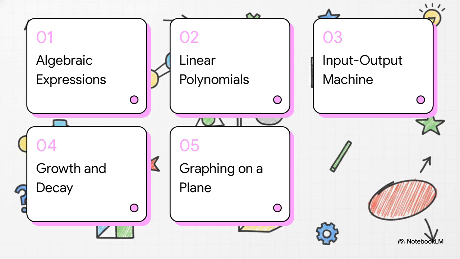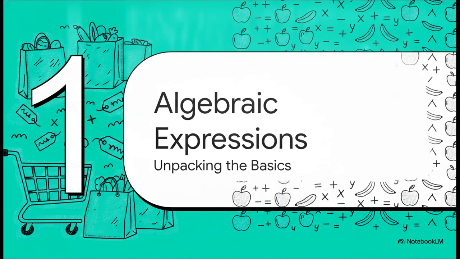Here's the roadmap for our translation journey today. First, unpacking algebraic expressions. Second, defining linear polynomials. Third, the math input-output machine. Fourth, linear growth and decay. And finally, number 5, graphing on a plane. All right, let's jump right into part 1, unpacking algebraic expressions.